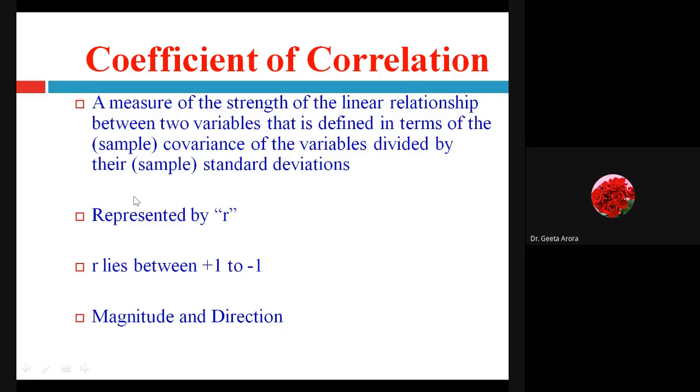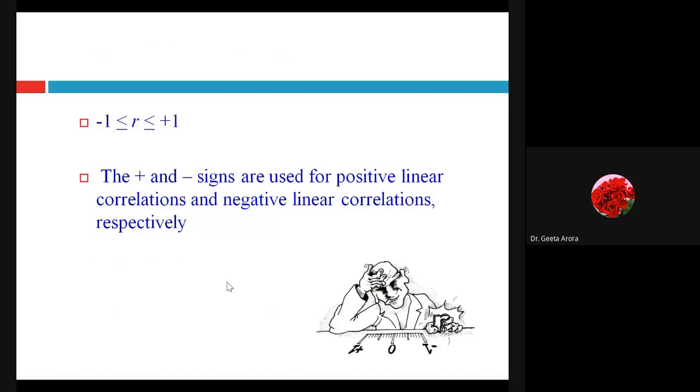So here I have discussed, I don't know when the connection got disconnected, what we have discussed is the correlation definition. It is represented by R. It lies from +1 to -1, and we will come to know about the correlation from its magnitude and its direction. And if we talk about R, this is the best way to visualize.